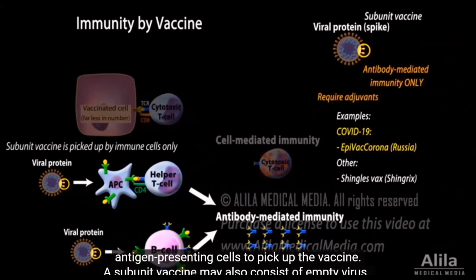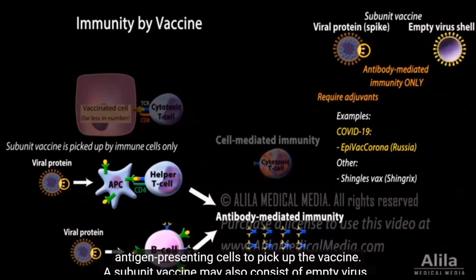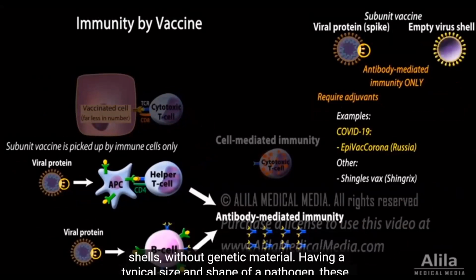A subunit vaccine may also consist of empty virus shells without genetic material, similar to a pathogen in having its typical size and shape.